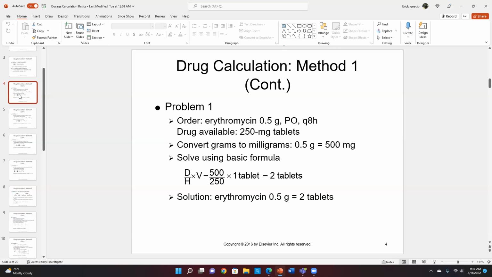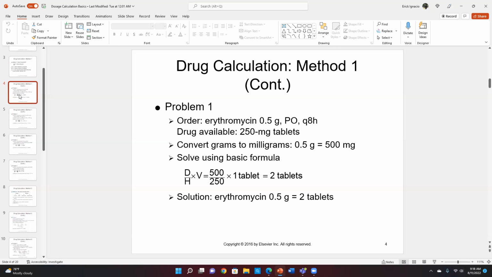Now, one thing about this PowerPoint, it does not put the units. I always put the units because I want to make sure that the units cancel. And once the units cancel, I know that I have done this math problem correctly. So the solution for this problem is that I will administer 2 tablets for this patient, and that is Q8 hours.